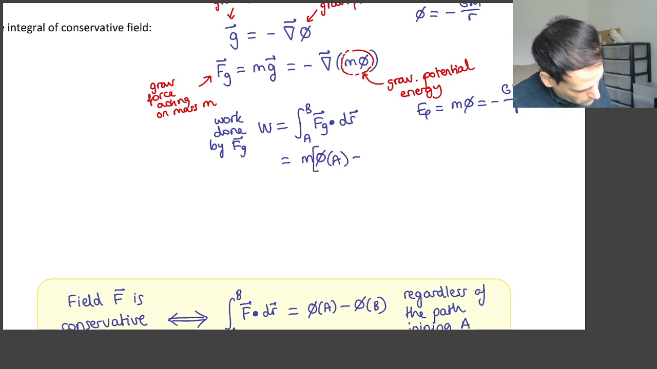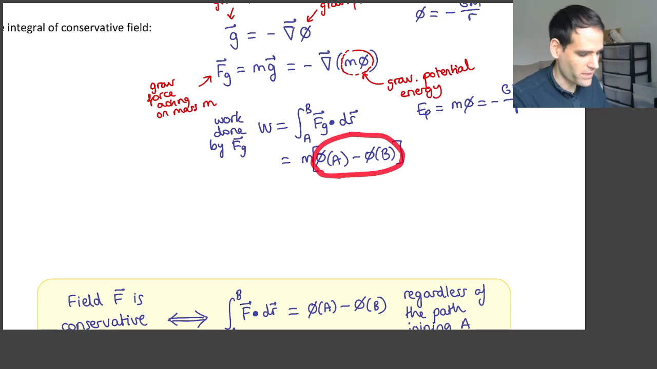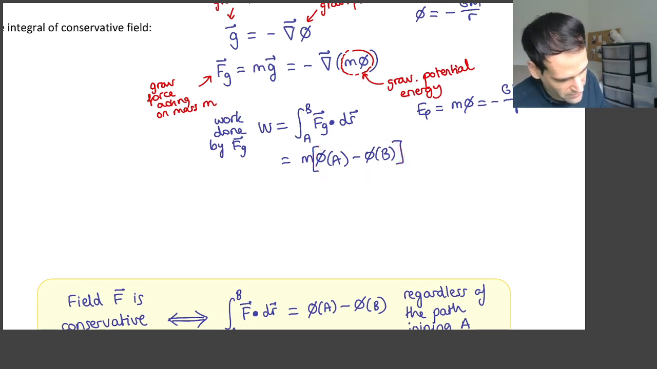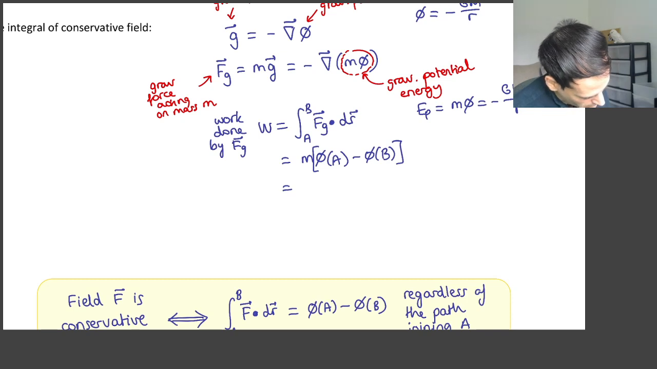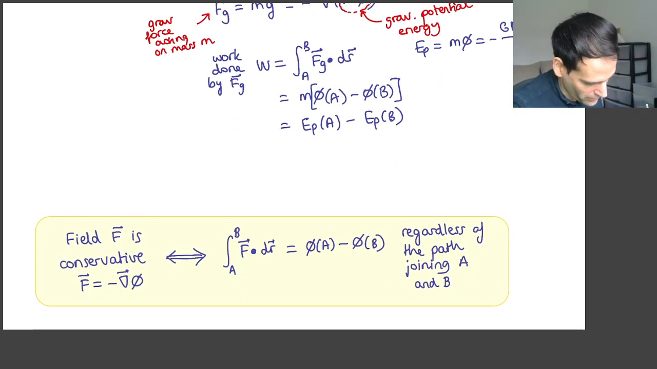So let me put a bracket here. So it will be the mass m multiplied by the difference in gravitational potential, which is equal to the difference in gravitational potential energy. So this would be the potential energy at A minus the potential energy at B. Right? You remember all of this from classical physics or even from high school. So the work done in moving a mass between 2 points.